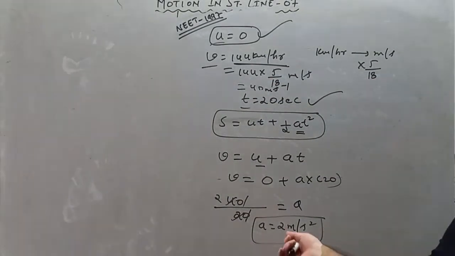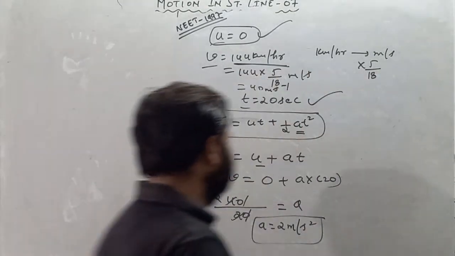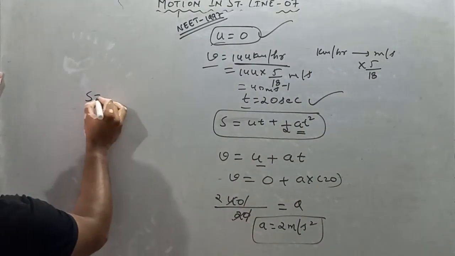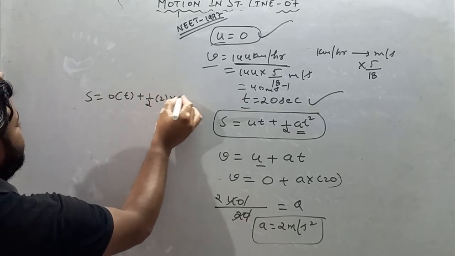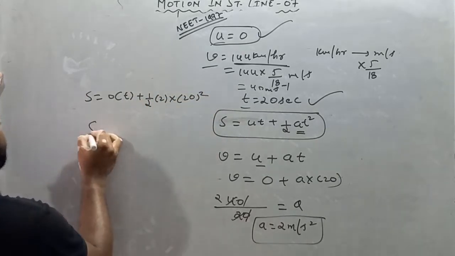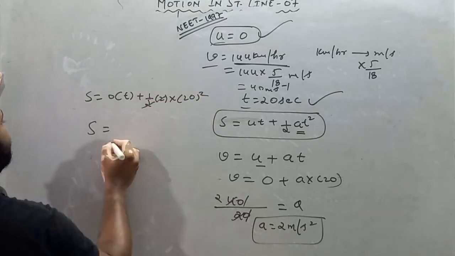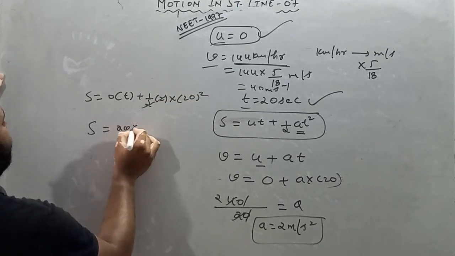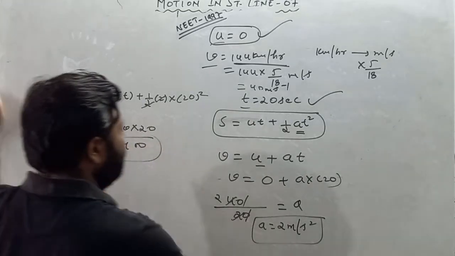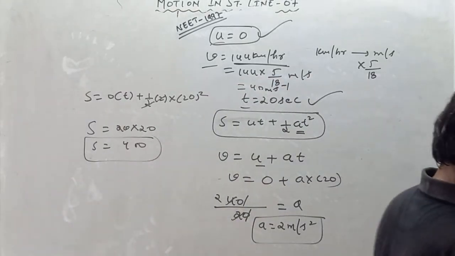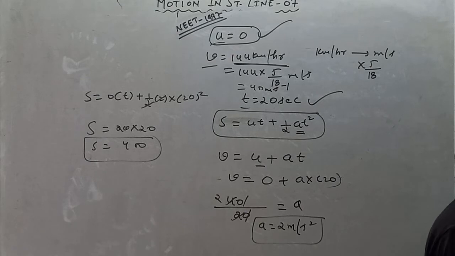Now put this value of acceleration in this equation. We'll get S equals 0 into t plus half, acceleration is 2, into t is 20 square. So S equals, the 2 gets cancelled, 20 into 20. So we'll get S equals 400. Our correct option is option D. The answer is 400 meter. I hope you all understand this equation, how I solve this equation.